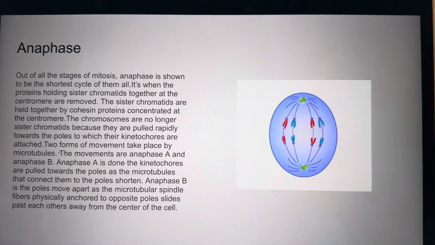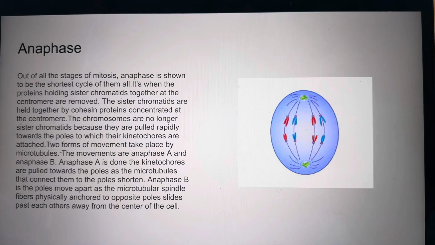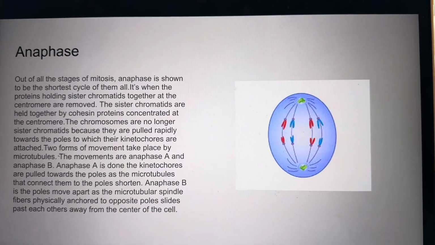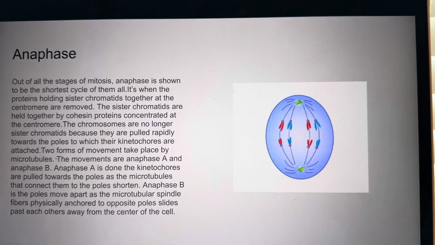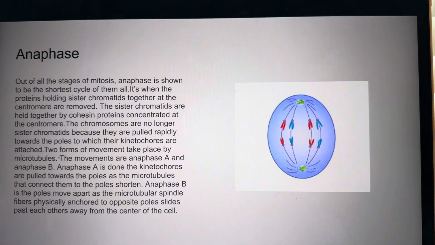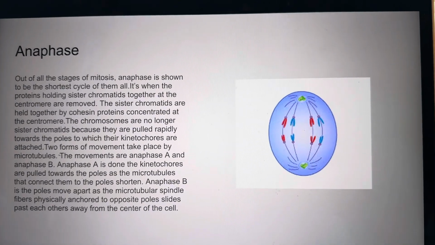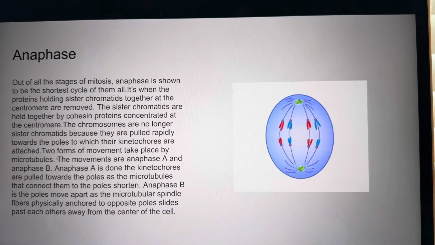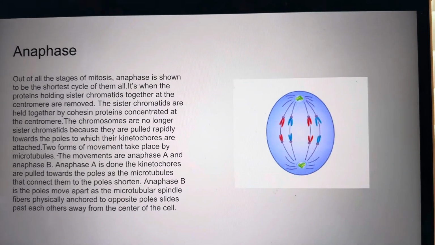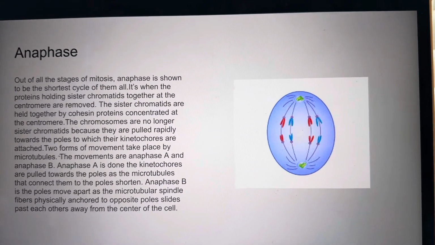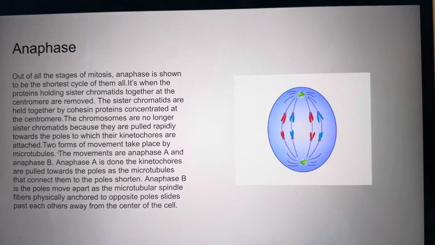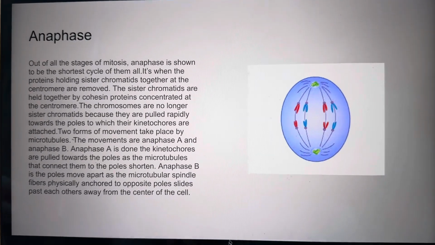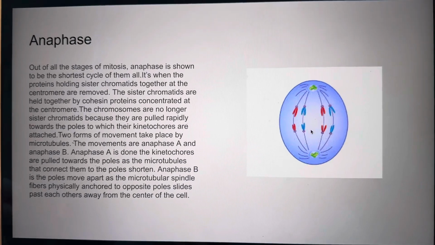Anaphase A is the kinetochores being pulled towards the poles as the microtubules that connect them to the poles shorten. Anaphase B is the poles moving apart as the microtubular spindle fibers physically anchored to opposite poles slide past each other away from the center of the cell. And this is an example of anaphase.